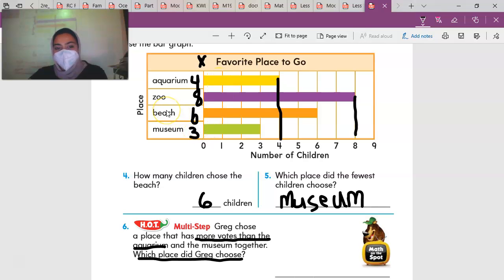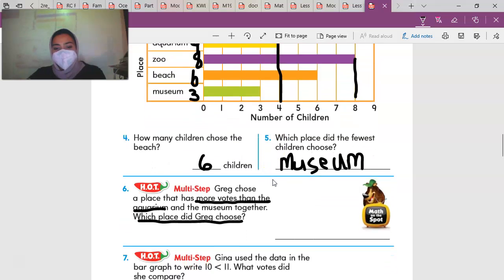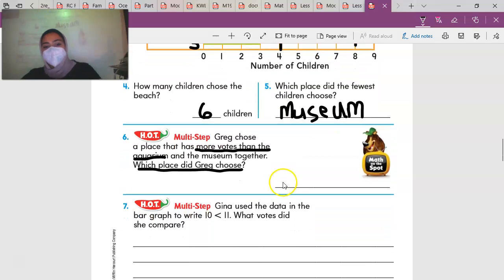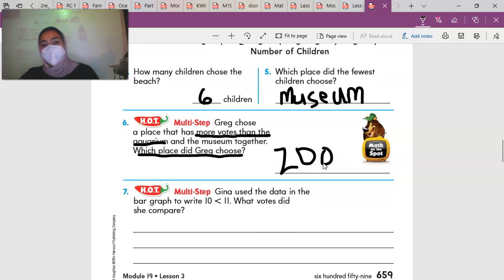Is beach more than 7? Yes. Really? No, beach is 6. 6 is less than 7. Is zoo more than 7? Yes. What is zoo? 8. So which place did Greg choose? Zoo. The zoo.